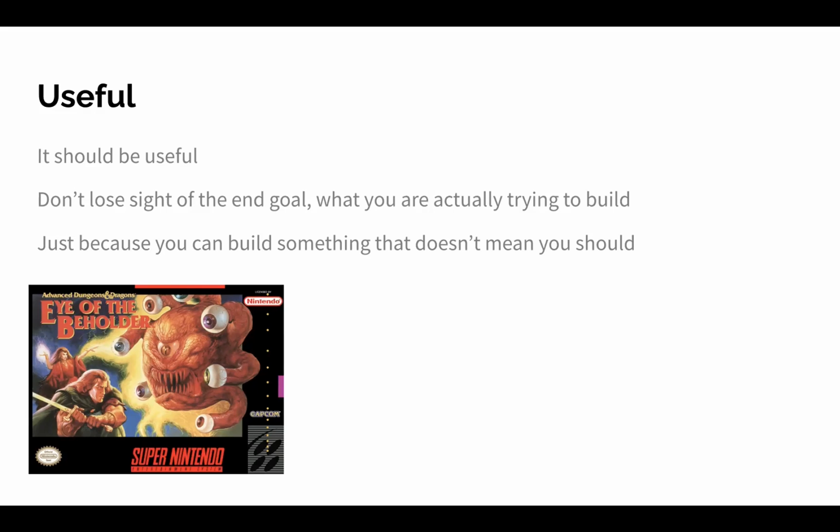So I have eye of the beholder here as an example, because the usefulness of a product is really in the eye of the beholder. It is up to you to decide what is useful, and that is something that is more intrinsic. You can ask customers to see what's useful or not. So this is a pretty basic user facet. The thing you should build should be useful.